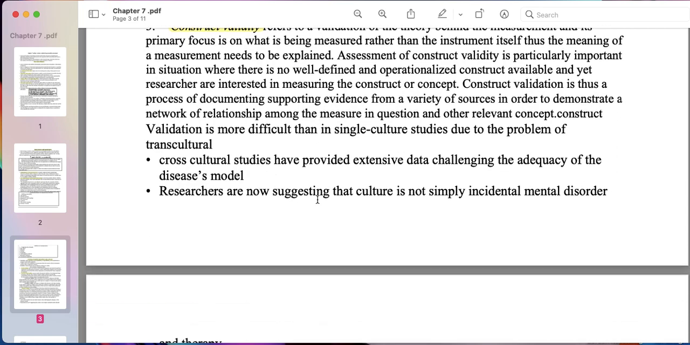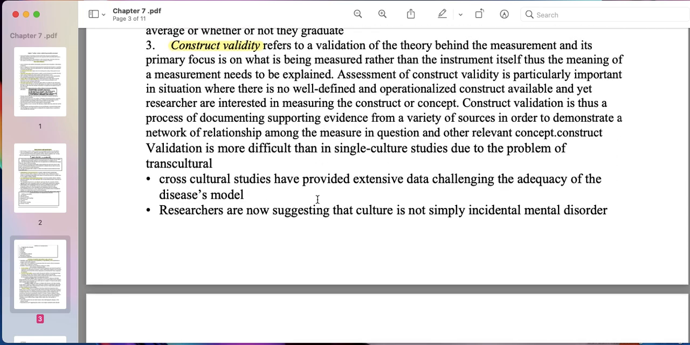And then we have construct validity, which refers to the validation of a theory behind a measurement, and its primary focus is on what is being measured rather than the instrument itself. Pretty much meaning that the measurement needs explanation. Construct validity is particularly important in situations where there is no well-defined or operational construct available, and yet researchers are interested in measuring the construct or concept.